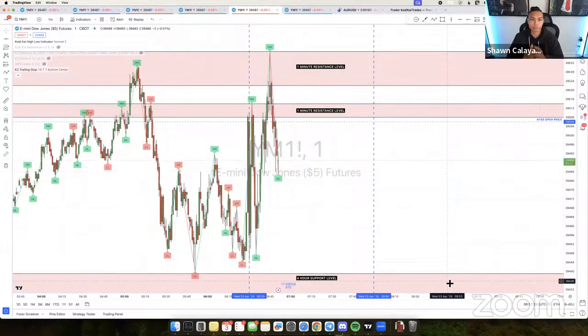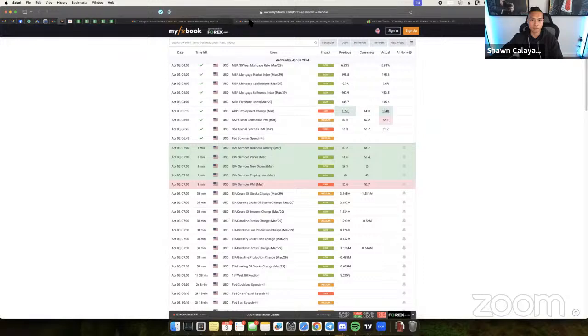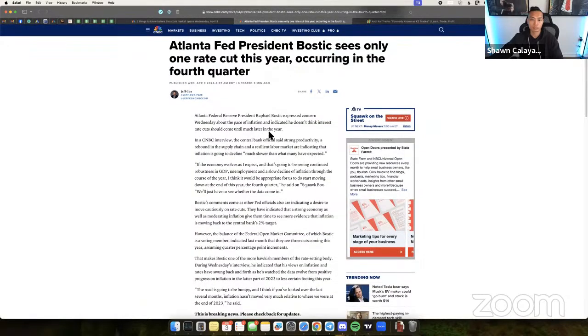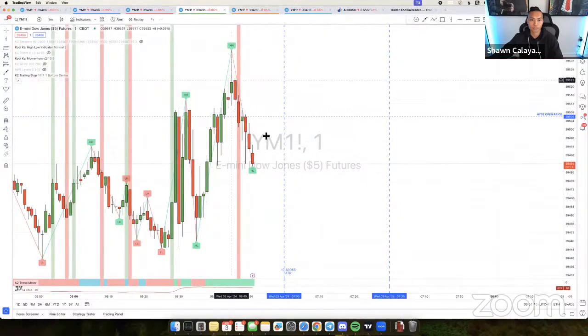So yeah, I'm not really expecting too much from Powell. There's not really too much for him to cover because everything's pretty much been mixed. I think the only thing he's really going to discuss is going to be rate cuts this year, which they're not expecting much of. All right, so there's no double bodies here yet.